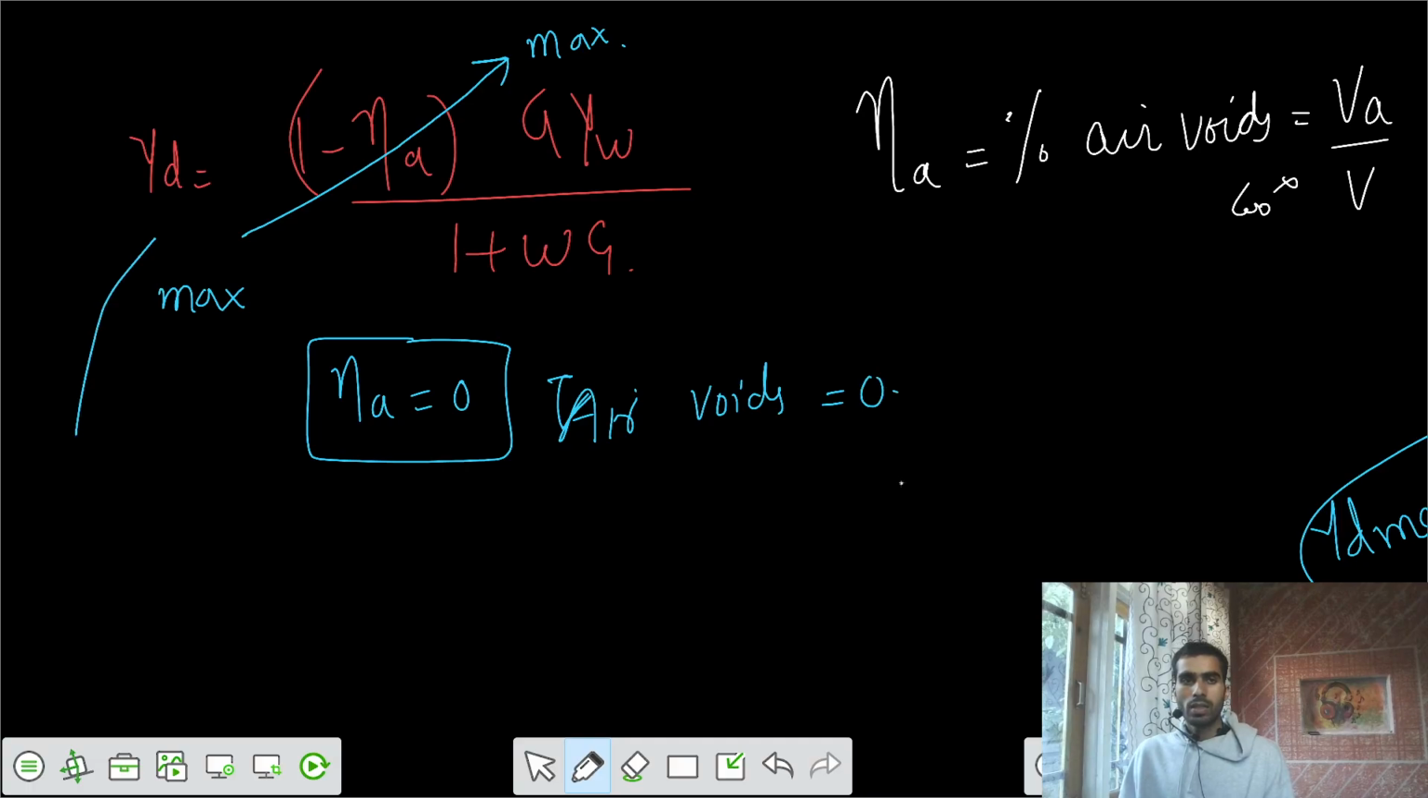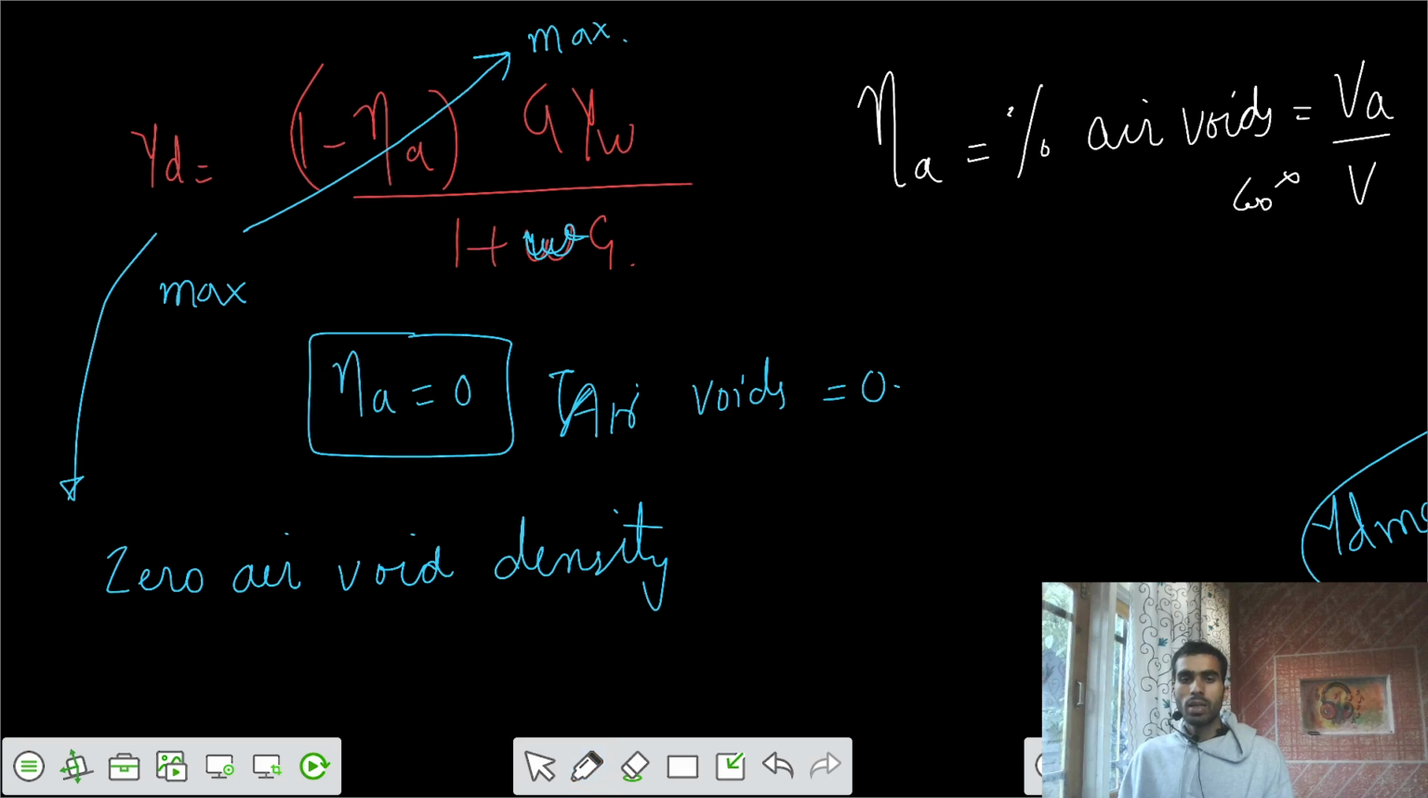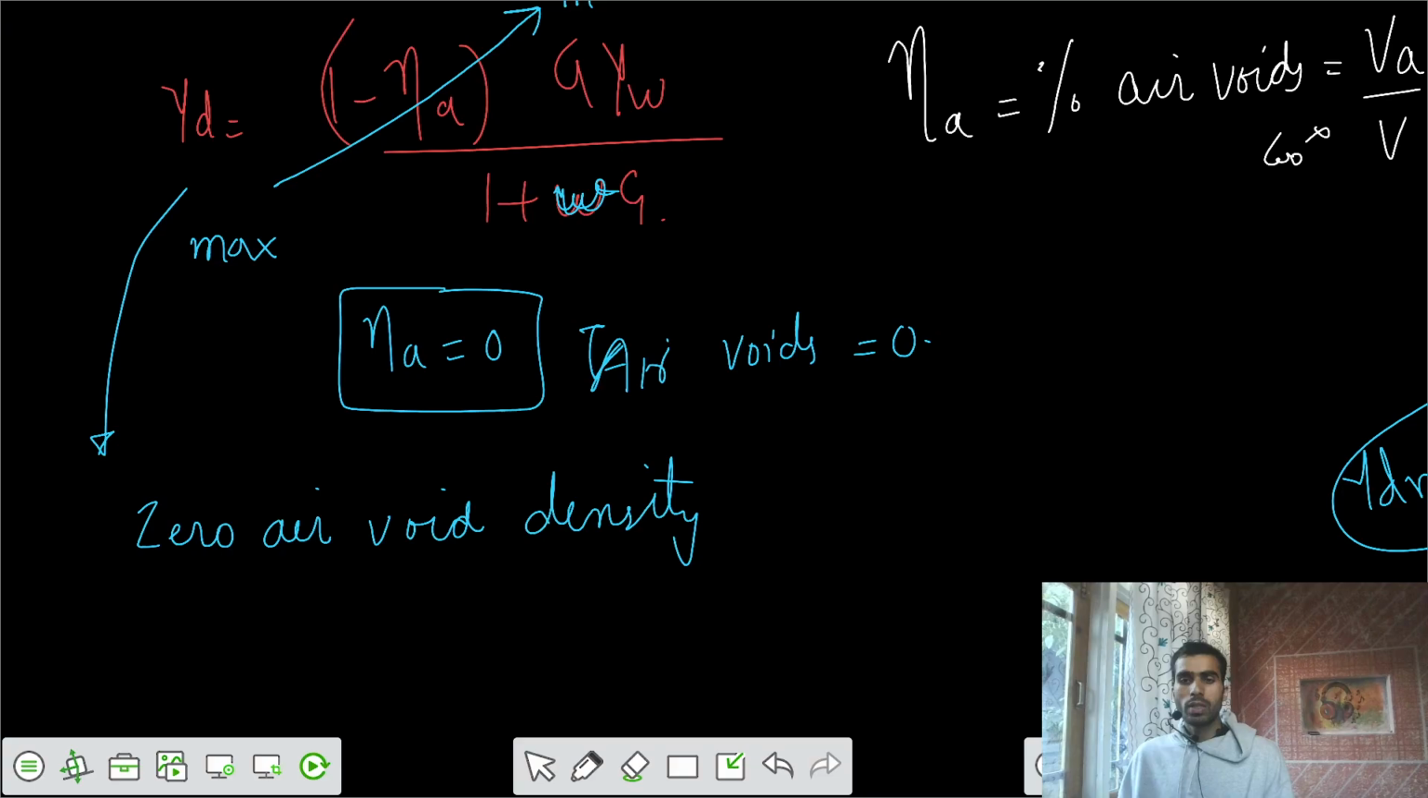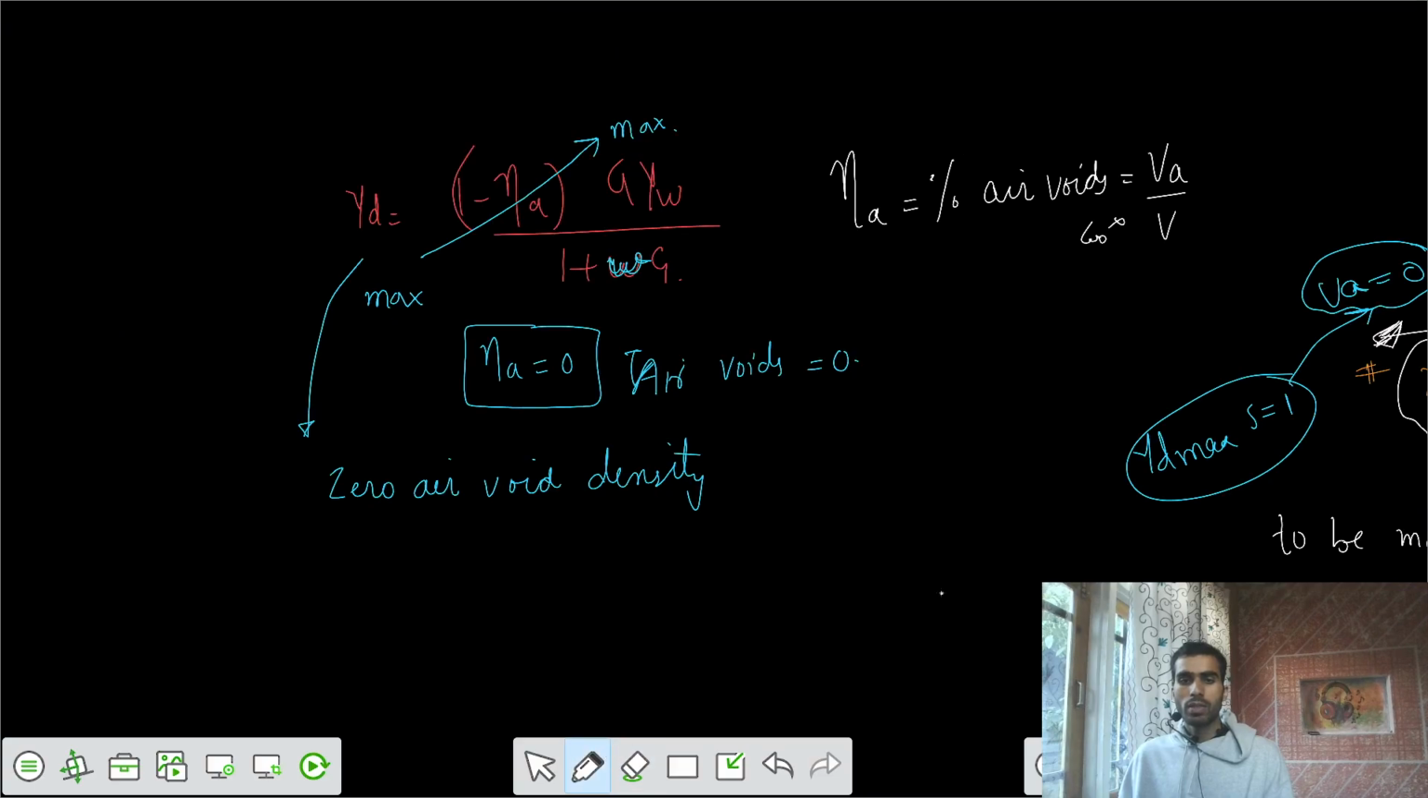So this gamma we can call the zero air void density, at a particular water content W, where Na equals 0. And similarly, if I substitute the value of Na equals 0, can you tell me what equation we get? Gamma D becomes G gamma W divided by 1 plus Wg.